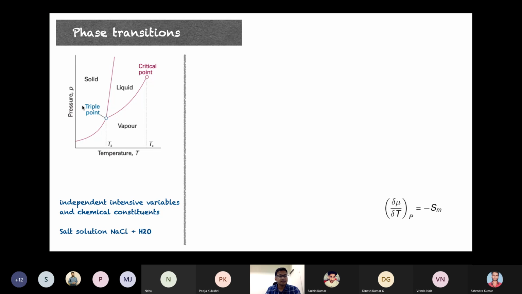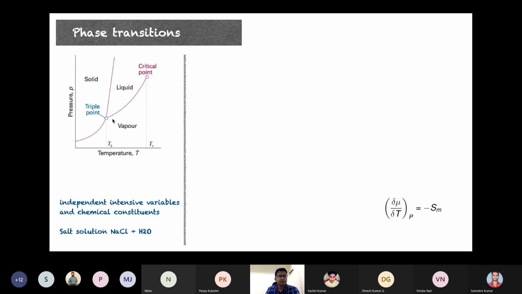Coming back to the description, we have the solid, liquid, and vapor phases. These lines indicate the coexistence lines. What do we mean by coexistence line? It means that at this particular temperature and pressure, the solid and the vapor coexist. This line is called the sublimation line, going from solid to vapor. Then there is another line between solid and liquid, called the melting curve or freezing curve. Similarly, you have another one called the liquid-vapor curve.